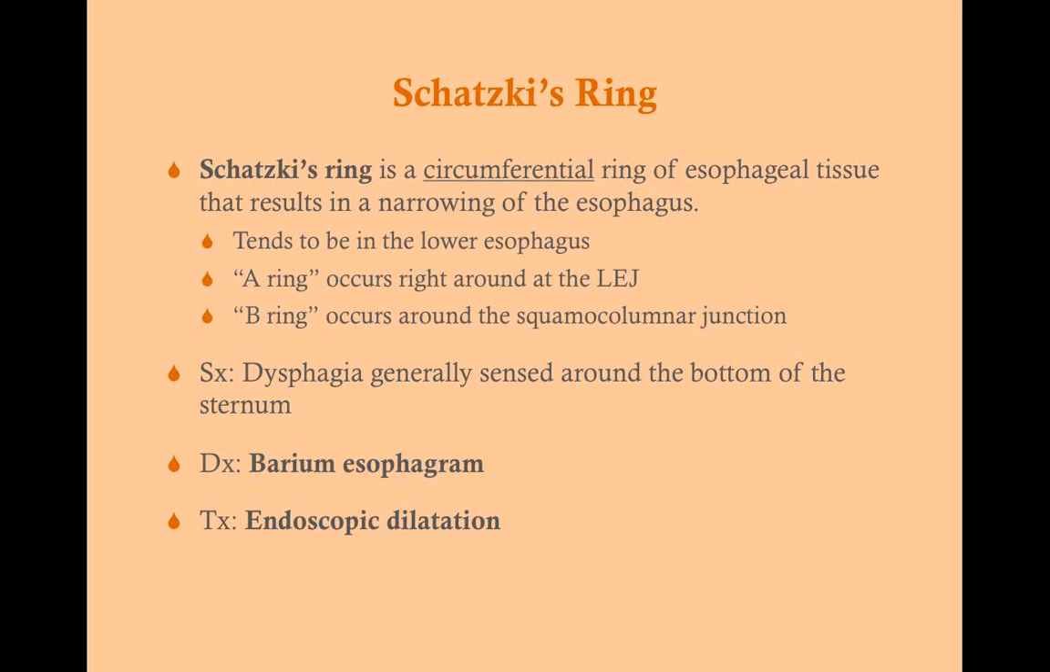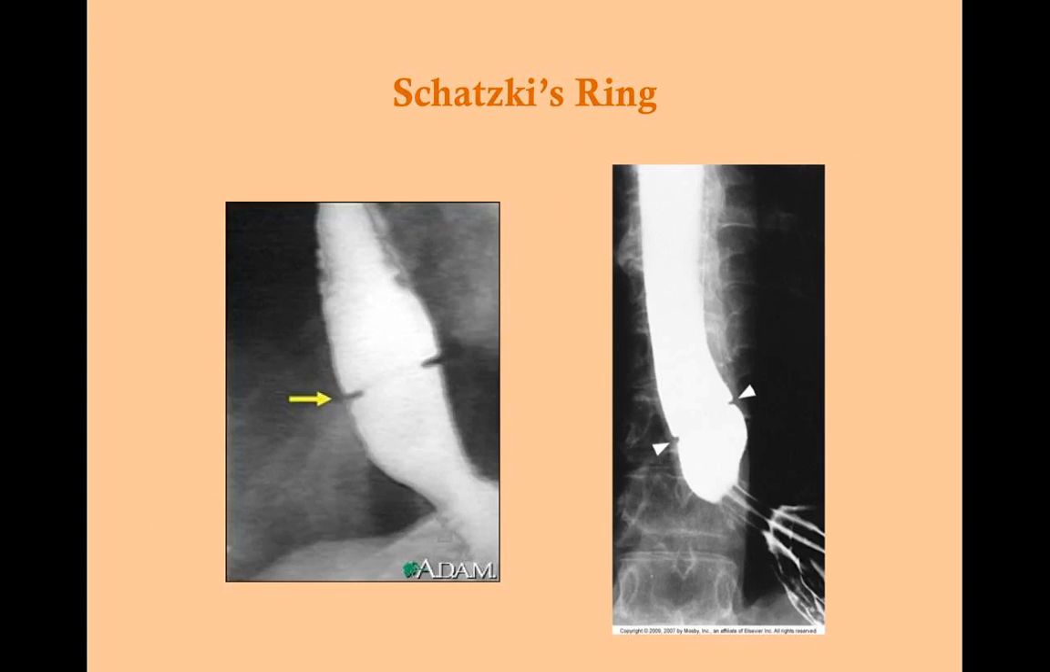We can see the contours of the esophagus. Once you've diagnosed a Schatzki's ring, then your treatment is going to be an endoscopic dilatation. We'll go in with an EGD, with an endoscope, not with the purpose of visualizing the esophagus, but with the purpose of actually administering treatment, and we'll dilate the esophagus at where that ring is.